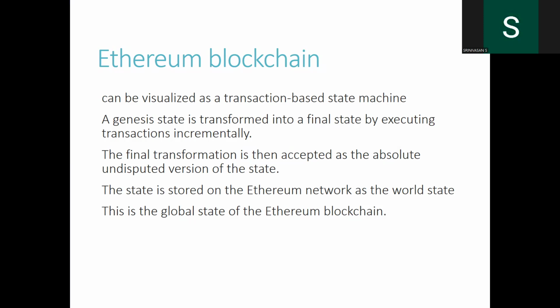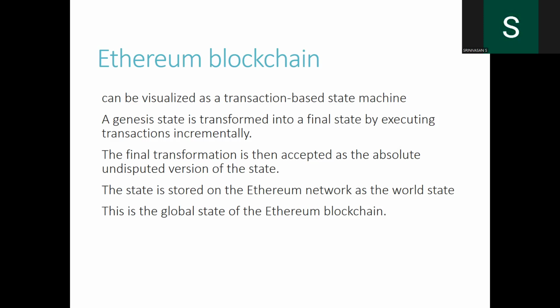It starts from the genesis state and slowly transforms the genesis or initial state into the final state by executing a series of transactions in an incremental fashion. The final transformation is then accepted as an absolute undisputed version of the state. The state is stored on the Ethereum network as a world state. This is the global state of the Ethereum blockchain.